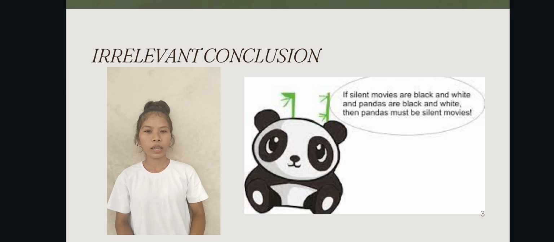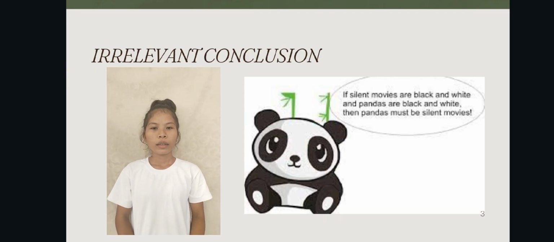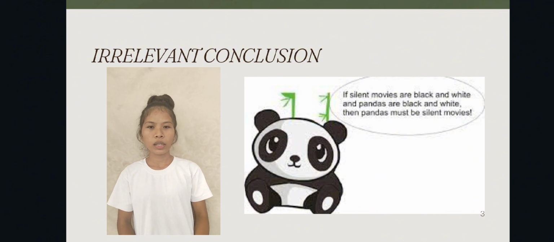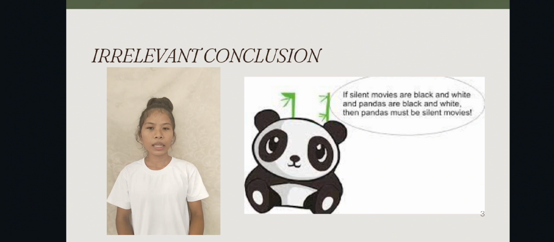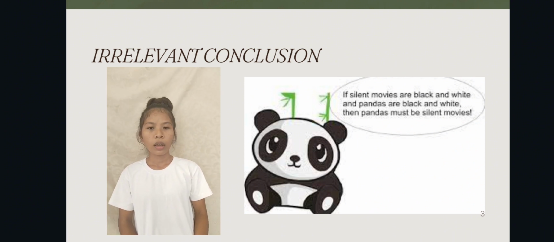The next fallacy is irrelevant conclusion. This fallacy fails to address the core issue and introduces a tangential point. It can mislead by diverting attention from the primary topic of discussion.